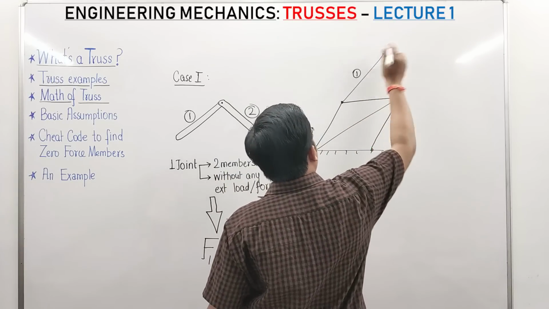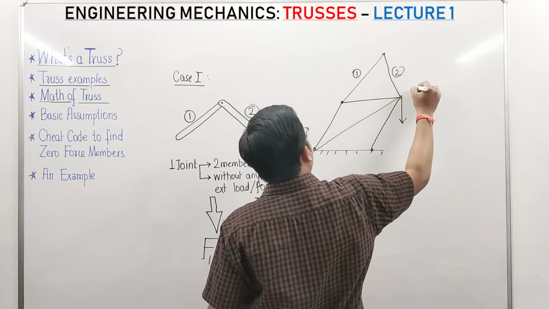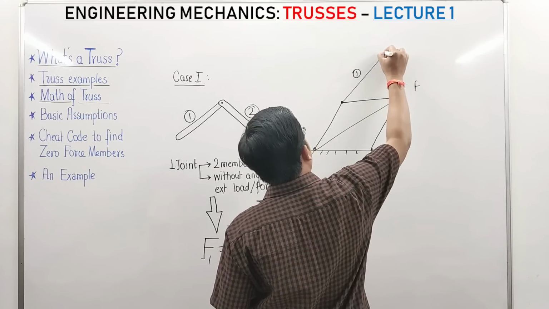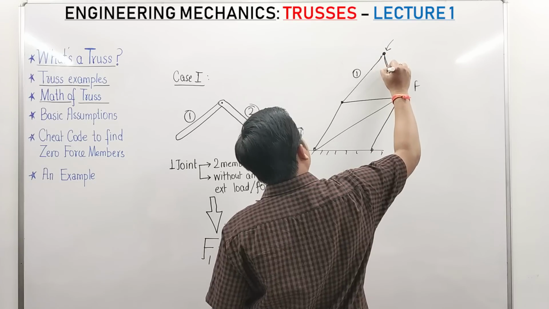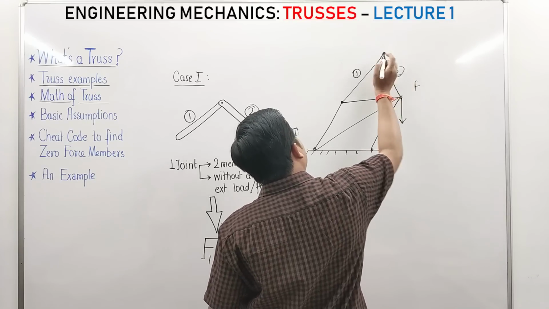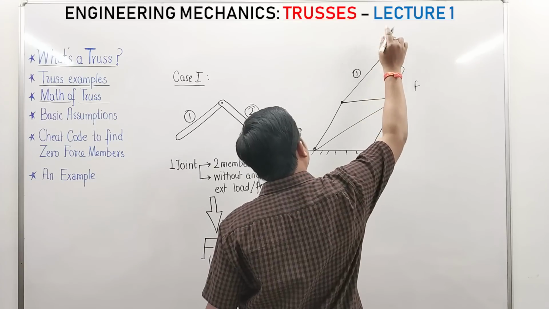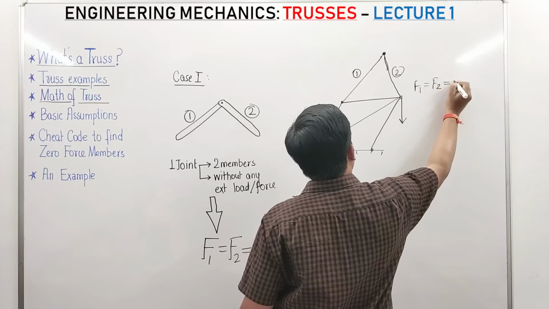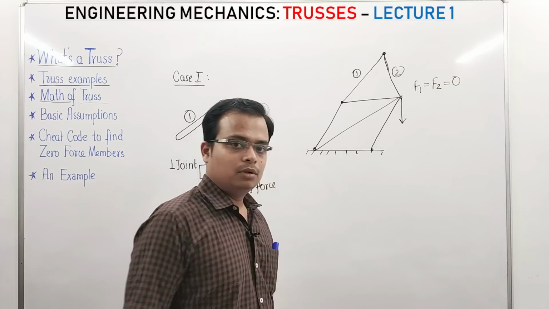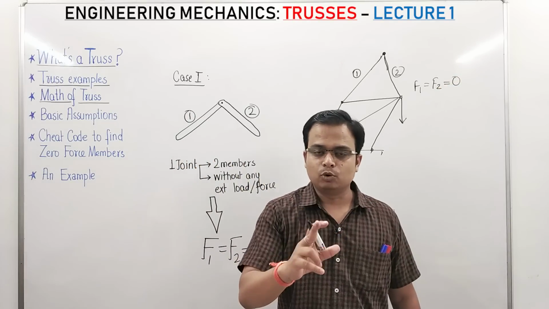In that case, what will happen is, just take a look. F1, if you see, this is the joint, and these are the 2 members, member 1 and member 2. Now, these 2 members are at the joint, and there is no other external force acting on this joint. In that case, F1 is going to be equal to F2, which is also going to be equal to 0. So this is how you need to apply cheat code 1.